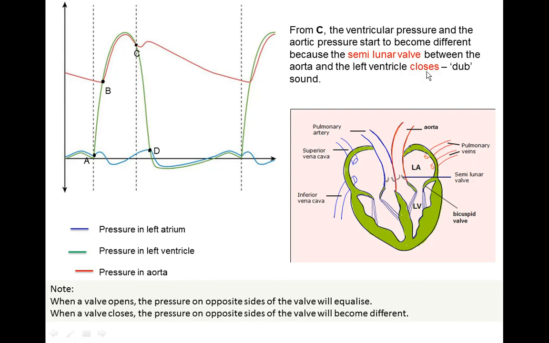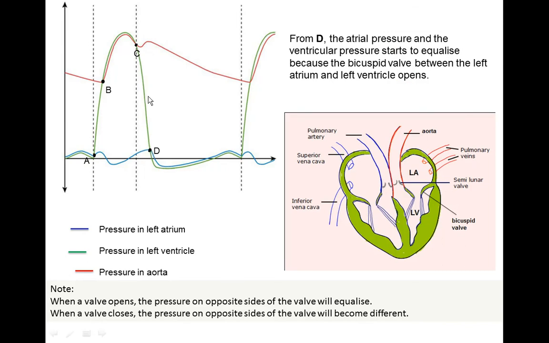Now, the closure of a valve produces a sound. So closure of the semilunar valves produces the dub sound. So at point C, you hear the dub sound. Now, I'm sure you will be able to explain what happens at point D.